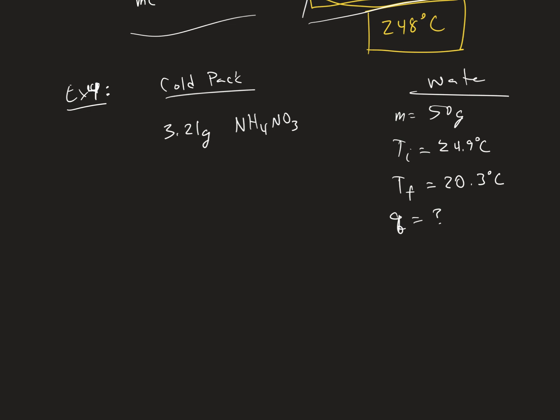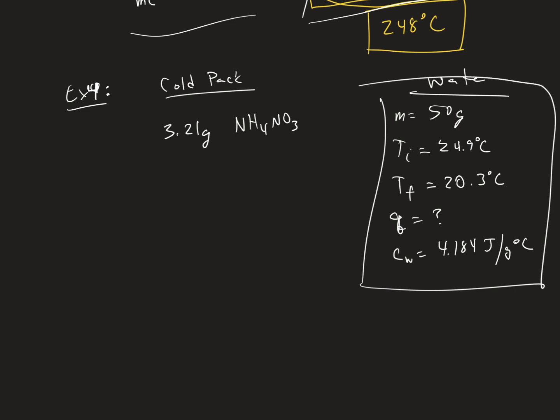Do we know anything else that's not up there? Yeah, the specific heat of water is 4.184 joules per gram degrees Celsius. So can we calculate heat using this value right here? Yeah, we can figure out how much heat is lost without doing anything with this over here, can't we? So it seems like the cold pack stuff is irrelevant to what the problem's asking. Unless we wanted to know the specific heat of the ammonium nitrate, right? Okay. But in this problem, we're not looking for that.